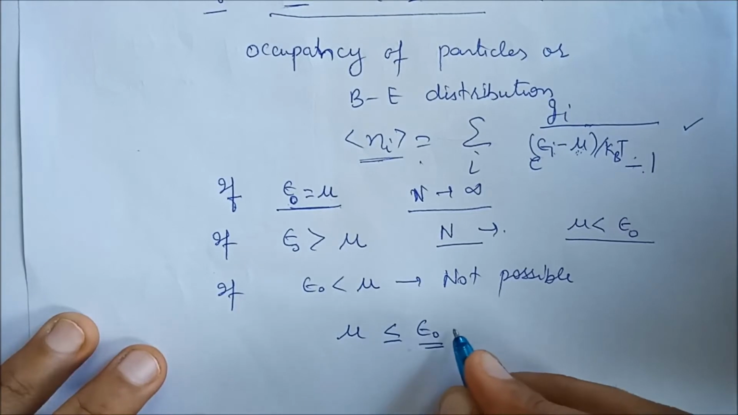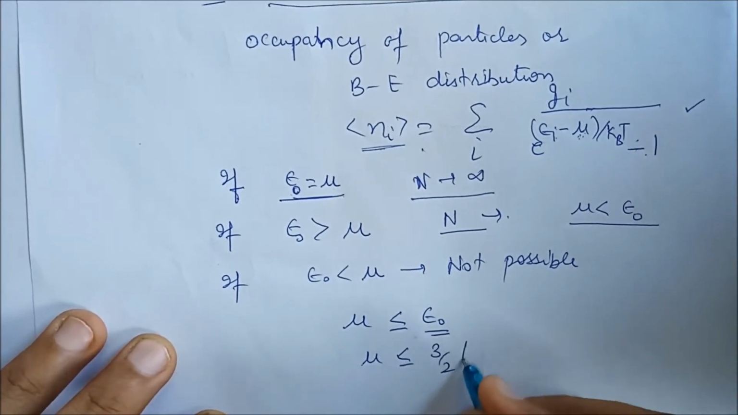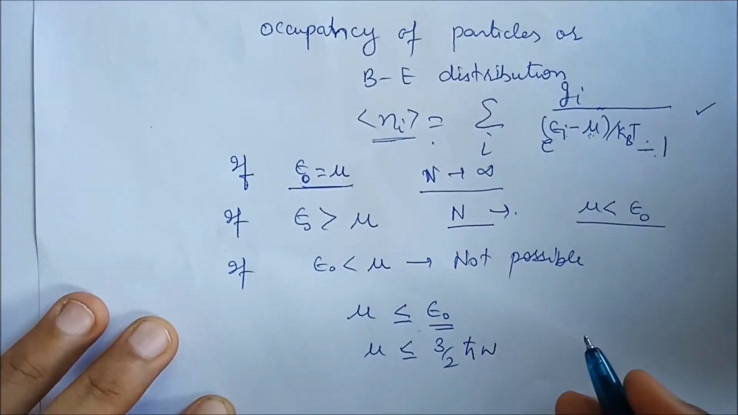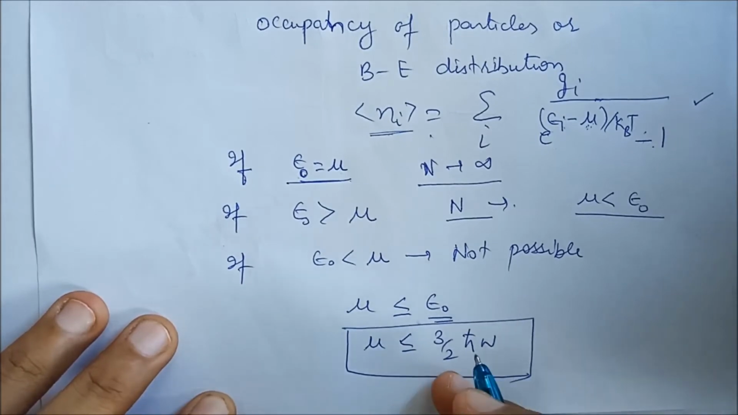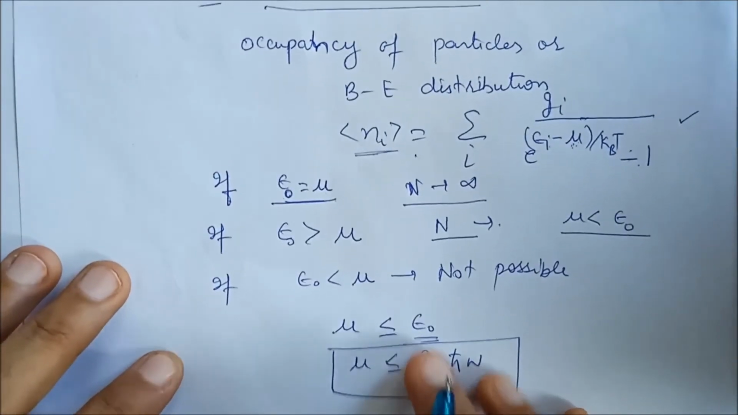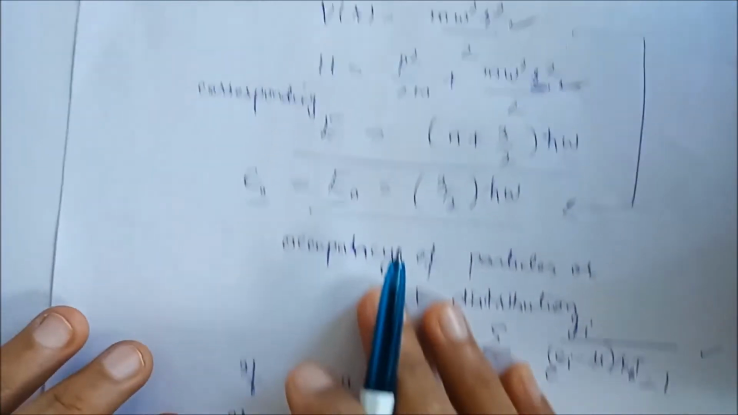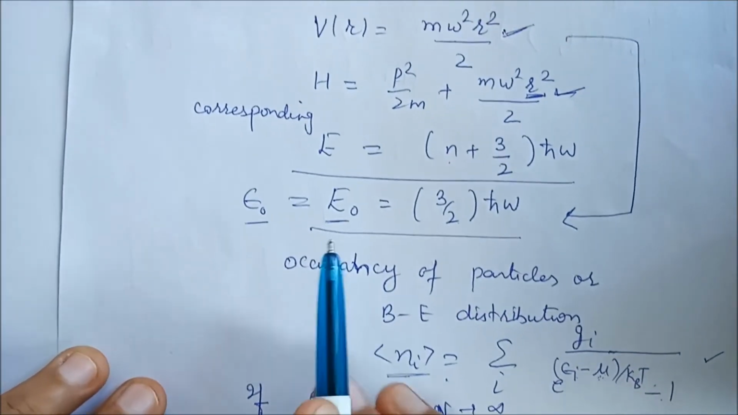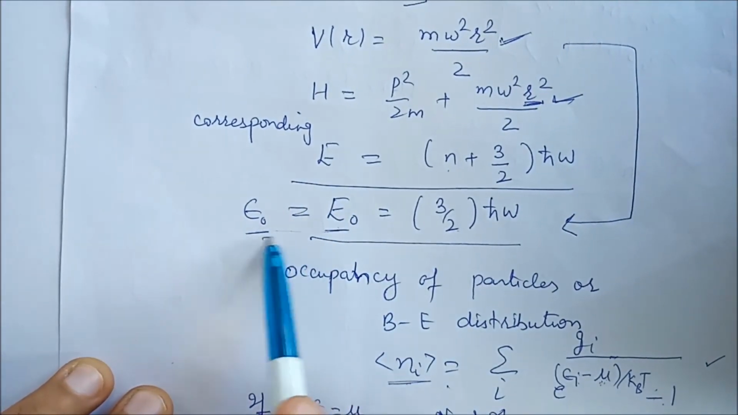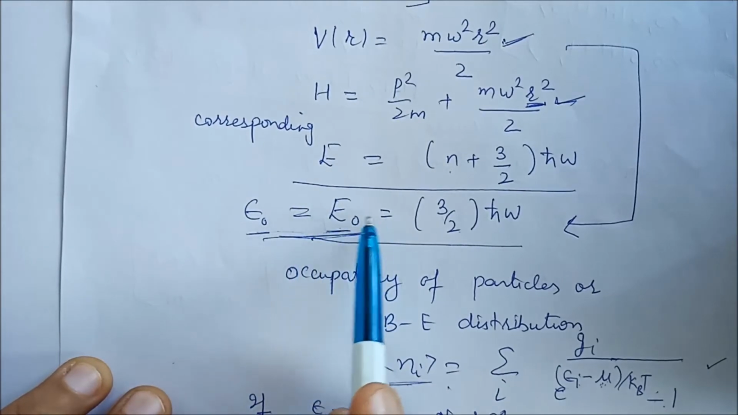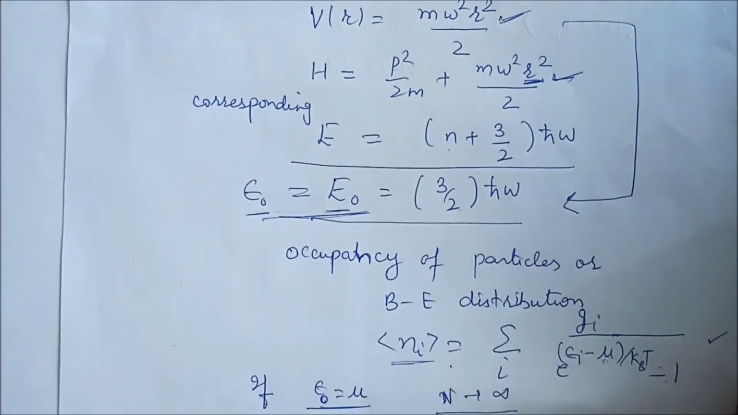Now epsilon naught, or E naught, is equal to 3 by 2 h cut omega for the given potential in the question. So we have mu less than or equal to 3 by 2 h cut omega. So the answer is A. Keep in mind that I have taken E naught equal to epsilon naught. This is the ground state energy; you can write it as E naught or as epsilon naught. Next question.